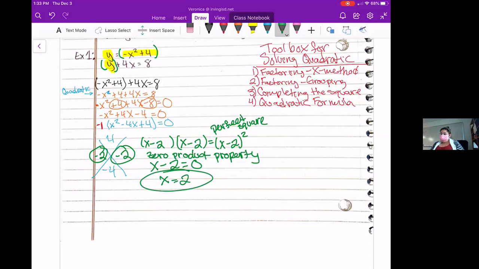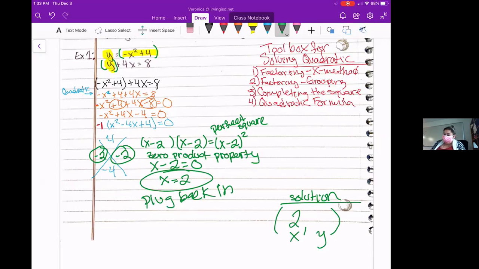Remember, we're not done. This is just half of my answer. So my solution, because I only got one number out of this, I know it's going to be 2 comma something. How do we find the other half of my answer? Well, you just plug back in. So we're going to grab this number that we just found and plug it back into one of our equations.